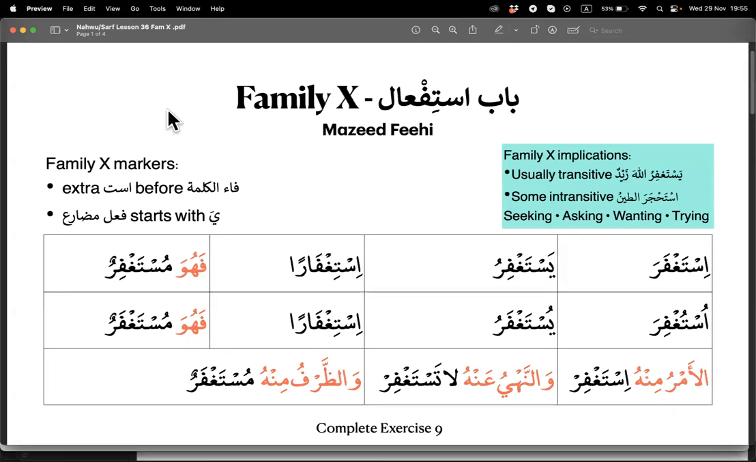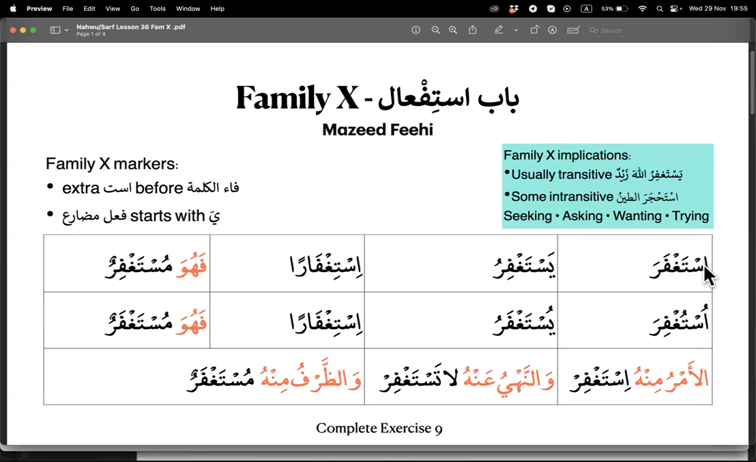So yes, we are at the very last family of the Mazid Fihi, which is family 10. This is Bab Istif'al. So I've already given you the first line. The root letters here are Ghain, Fa and Ra. The extra letters are basically the family marker.